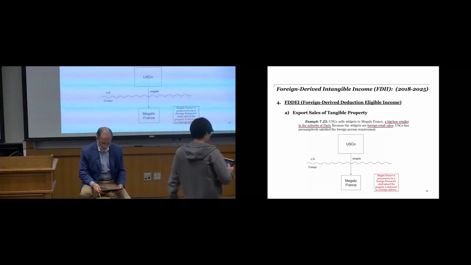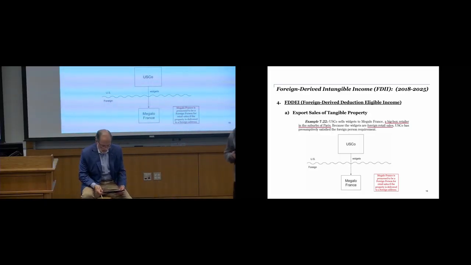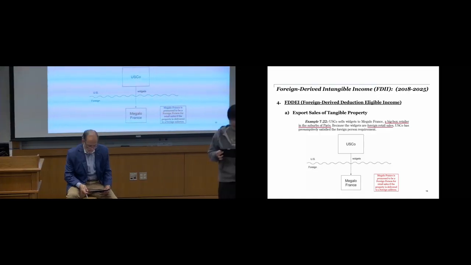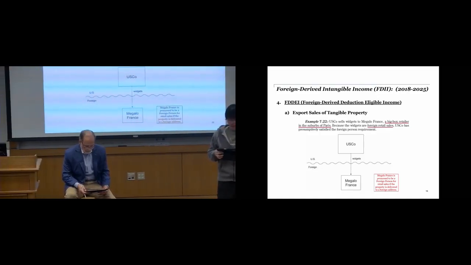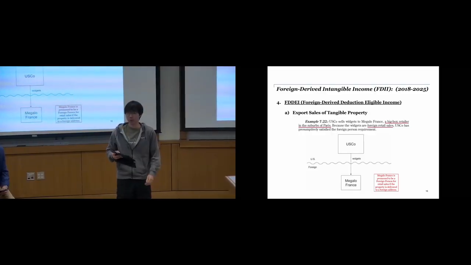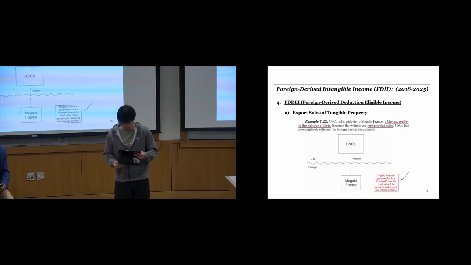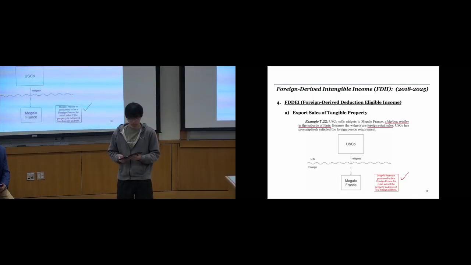In this example, we see that US Co sells to Megalo, France, a big box retailer in the suburbs of Paris. Because of the foreign retail sales, the US Co has presumptively satisfied the foreign person requirement. They're presumed to be a foreign person for retail sales if the property is delivered to a foreign address. So what US Co has as evidence of this being a foreign person and a foreign use is, hey, I'm delivering this to Paris. And it's a retail sale.